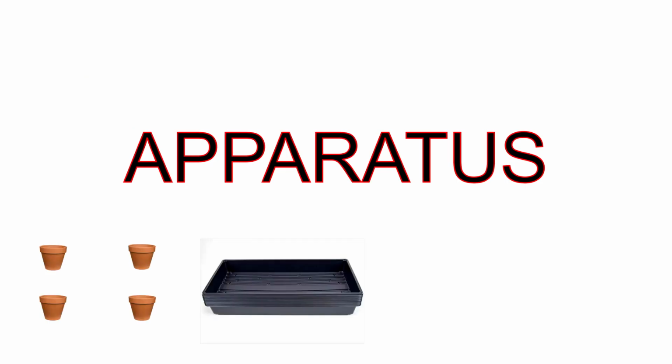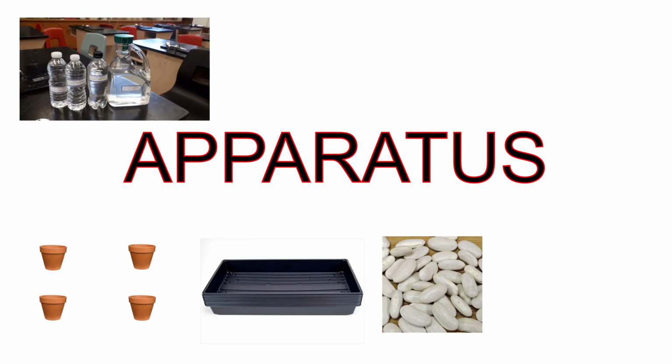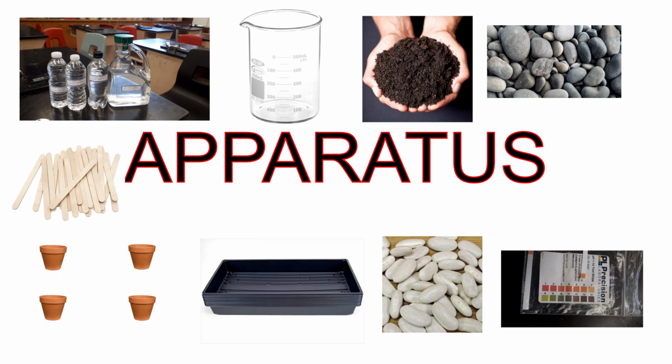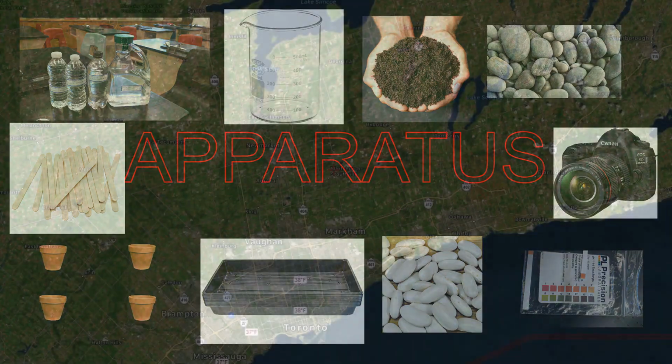The following is a list of all the apparatus used. First, 4 plant pots and trays to catch runoff. Second, 4 bean seeds, 1 for each type of water. Third, water from 4 different sources, namely Lake Simcoe, Lake Ontario, tap water, and distilled water. Fourth, a small beaker to measure the water. Fifth, soil and rocks. Sixth, popsicle sticks constructed into 4 trellises to support the plants when they become very tall. Seventh, pH strip and soap to test the water for pH and hardness. Eighth, a camera to take pictures of the plant growth.